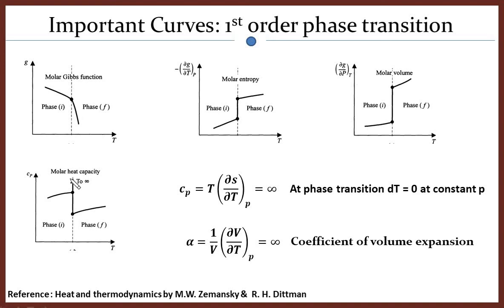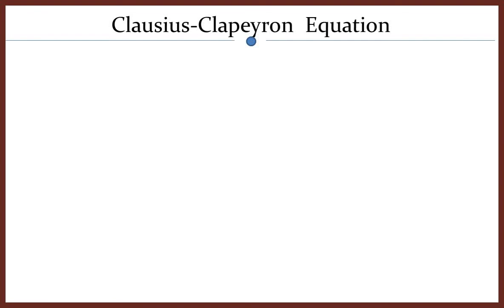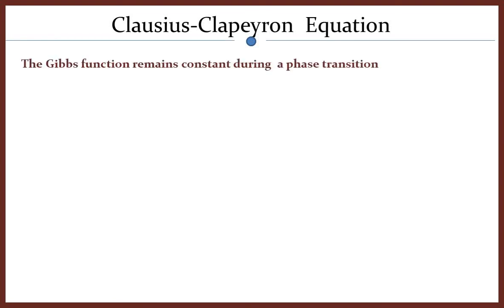Now we are in the final part, the Clausius-Clapeyron equation, by the concept of first order phase transition. We have just derived that the Gibbs function remains constant during a phase transition. Suppose your phase transition occurs at temperature T and pressure P. And as the Gibbs function is continuous, we can simply write Gi equals Gf. Gi is the molar Gibbs function in phase I and Gf is the molar Gibbs function in phase F.